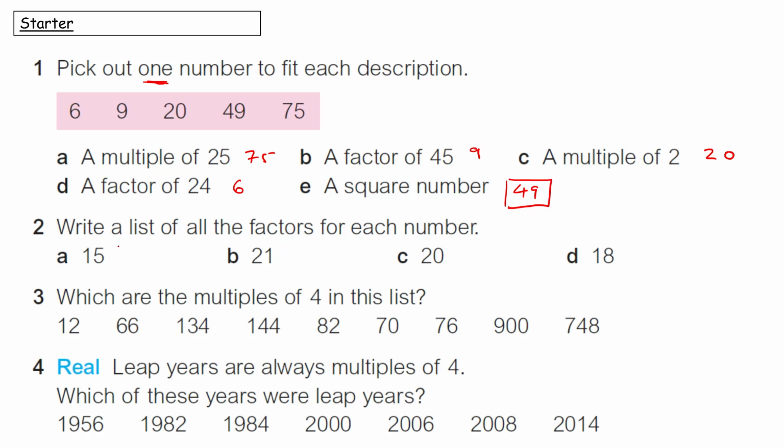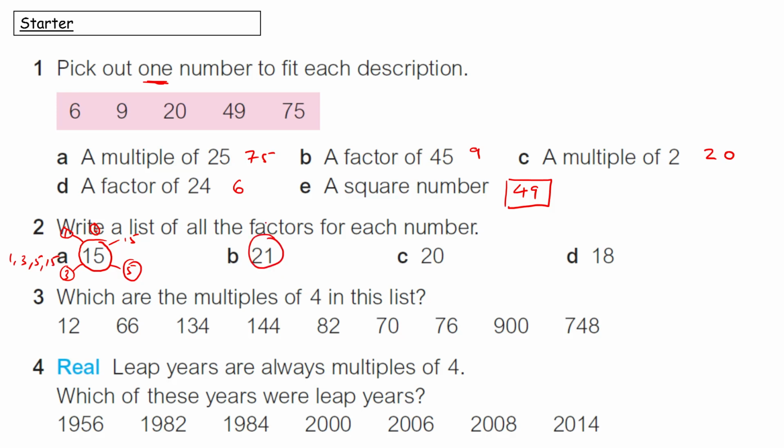Question 2. Write a list of all the factors of each number. So we want to have all the factors of each number here. I'm going to draw a quick factor spider. 1 goes in all the time, 1 and 15. 2 doesn't go, 3 does, 5 times. So we got 1, 3, 5 and 15.